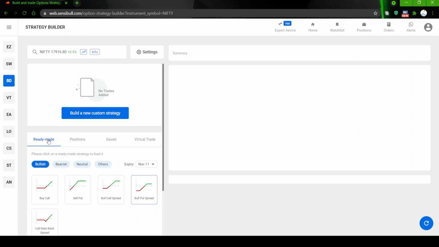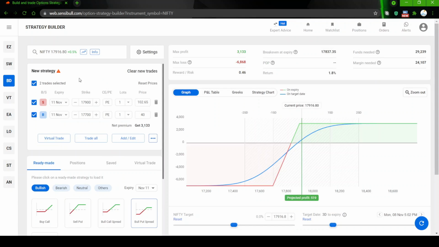You have ready-made strategies for bullish, bearish and neutral views. There are other strategies too. What I am going to do is show a position which gives us a bull put spread. For a bullish view, we can buy a call or we can sell a put. We can do a bull call spread, we can do a bull put spread, and we can do a call ratio back spread. Now we are going to talk about the bull put spread. So let us click this. Sensibull gives us one strategy which is a bull put spread.